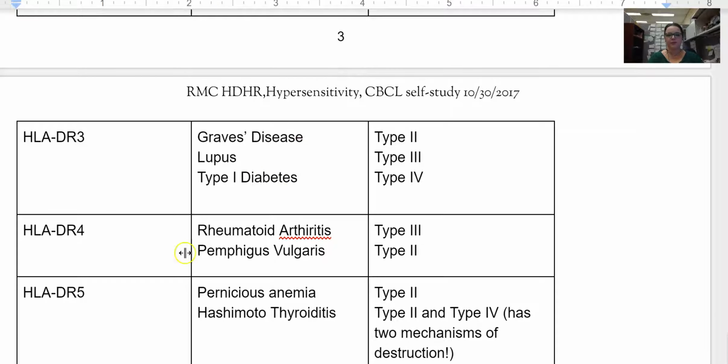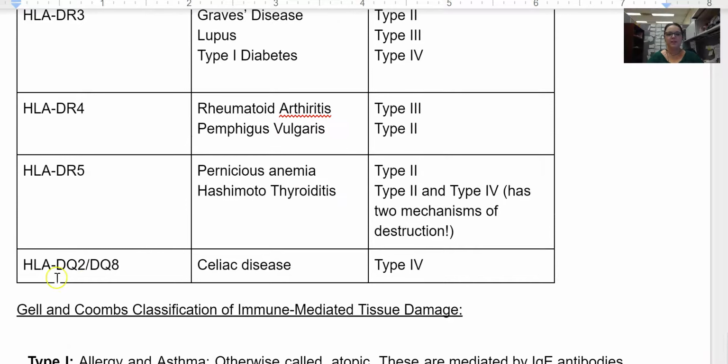HLA-DR3: Graves', lupus, and type 1 diabetes. HLA-DQ, DQ2, and DQ8 are associated with celiac disease. I think I put it in here, but a mnemonic for celiac disease is "I ate too much at the DQ." So, I ate too much at the DQ for remembering your HLA for celiac disease.